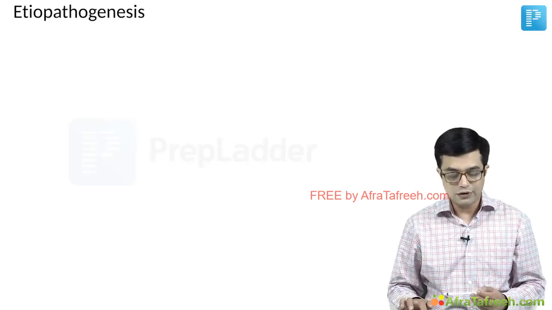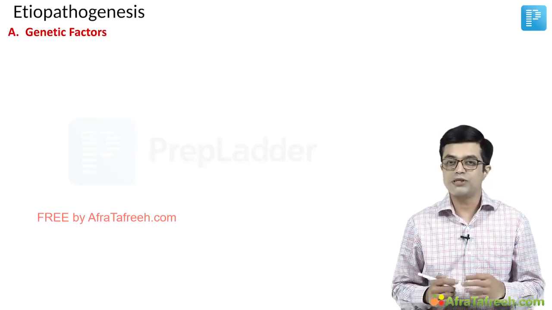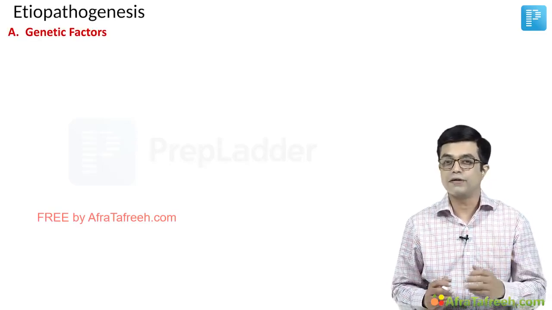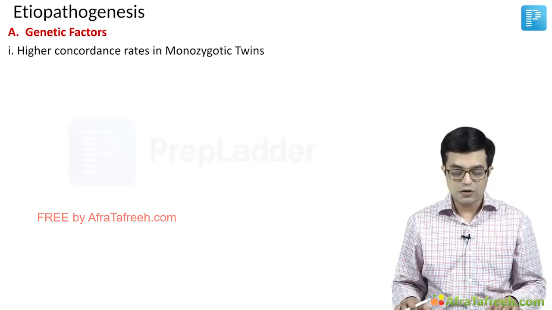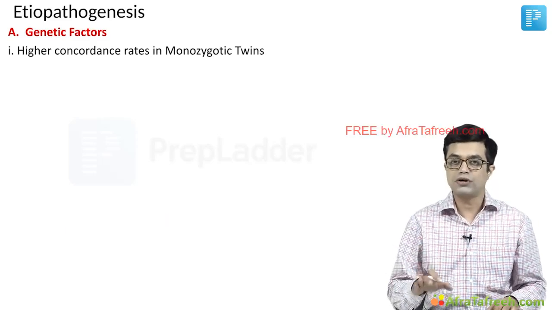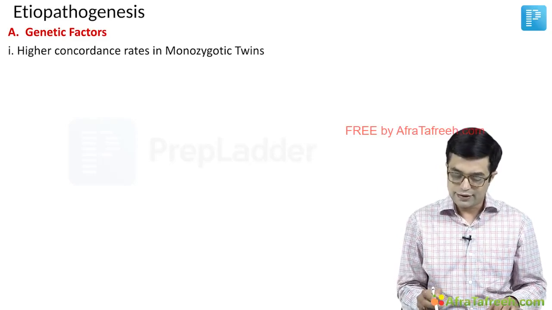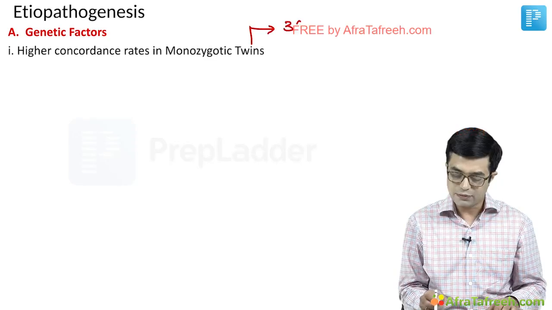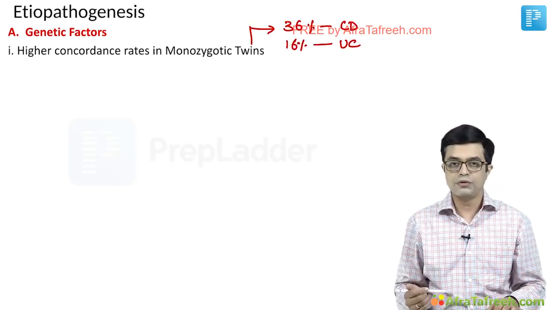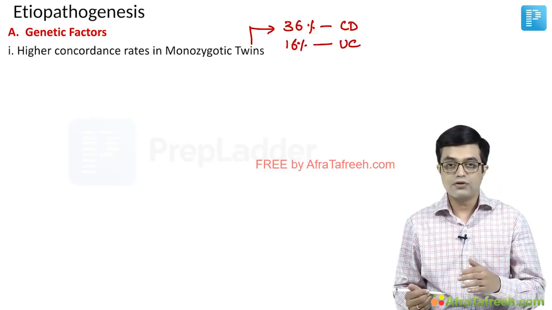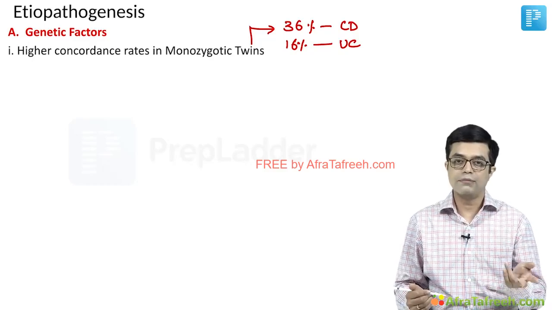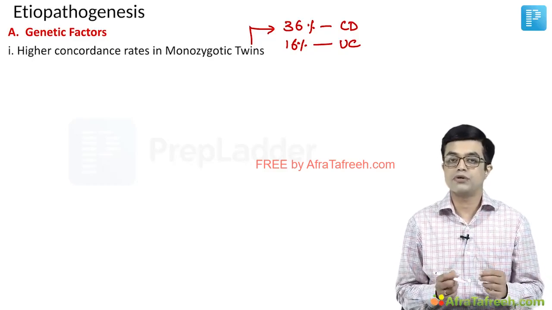The first thing that we need to discuss are the genetic factors which are implicated, which increase the risk of developing IBD. First, higher concordance rates have been found in monozygotic twins compared to dizygotic twins. Nelson says that the concordance rate in monozygotic twins is 36% in Crohn's disease and 16% in ulcerative colitis. So if somebody asks you which of these two diseases has a higher risk of developing in a monozygotic twin, the answer will be Crohn's disease.